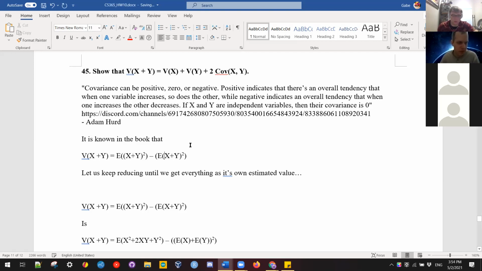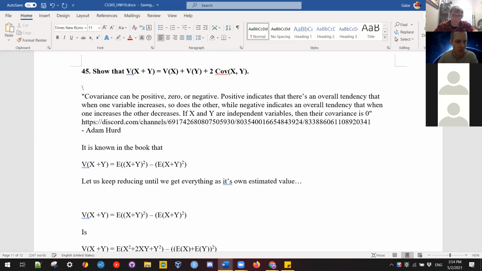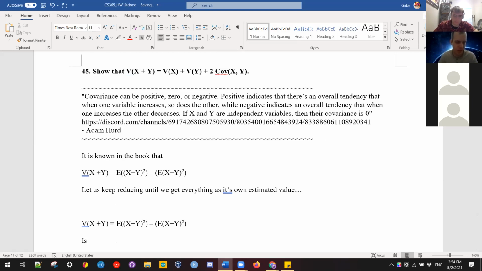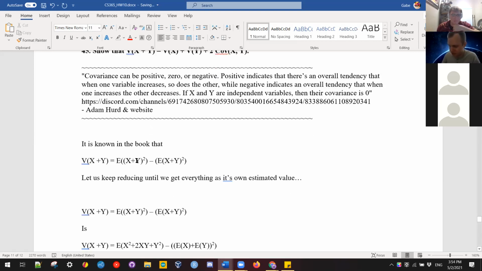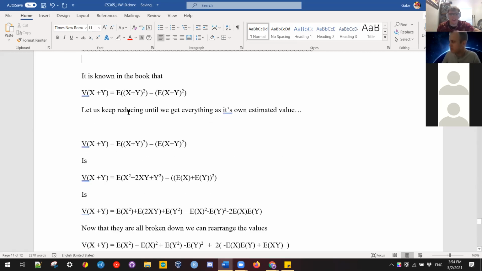So this is saying, show that the variance of the sum of f of x is equivalent to the variance of the individual elements plus 2 times their covariance. Gotcha. For the record, I got that from a website. That's not my original definition. I don't remember where I found it, but you could probably just search for covariance and find it.